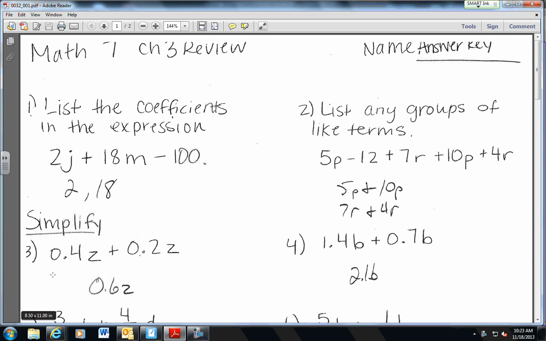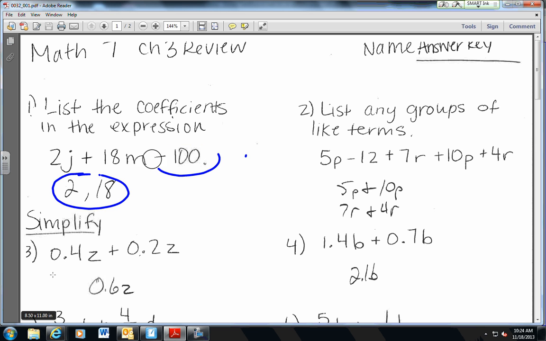Number one, list the coefficients in the expression. The coefficients, as you see, are 2 and 18. So you need to know three terms for your test: coefficients, constants, variables. Coefficients are just the numbers attached to your variable. So you don't write 2j and 18m, you just write 2 and 18. Those are your two coefficients.